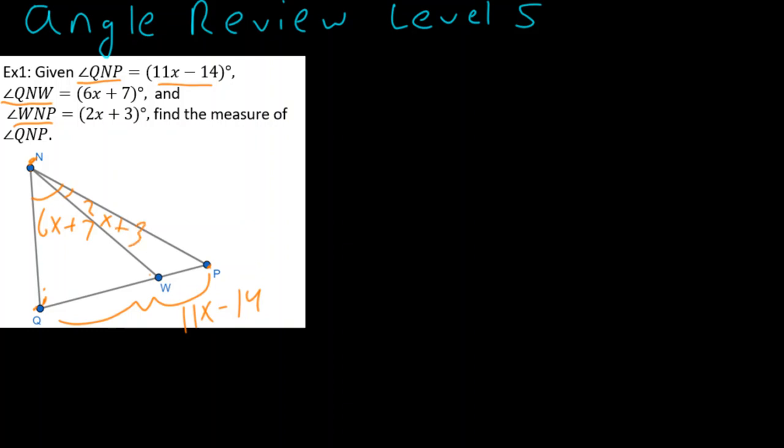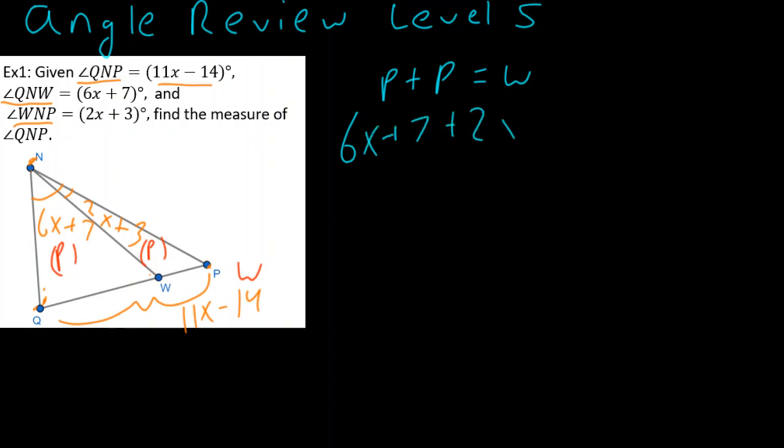Okay, now what are we saying here? Well, we know our traditional role is to identify that is a part, and of course that is a whole. And we know that the rule of thumb is that the part plus the part is equal to the whole. Now, why is this problem a little trickier? Well, let's set it up. We know our first part is 6x plus 7 plus 2x plus 3, our second part, and this is going to equal 11x minus 14.